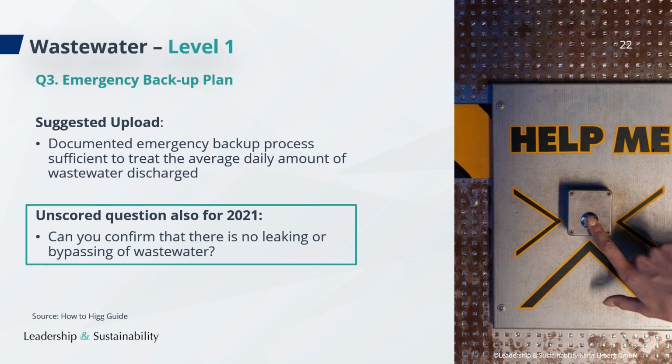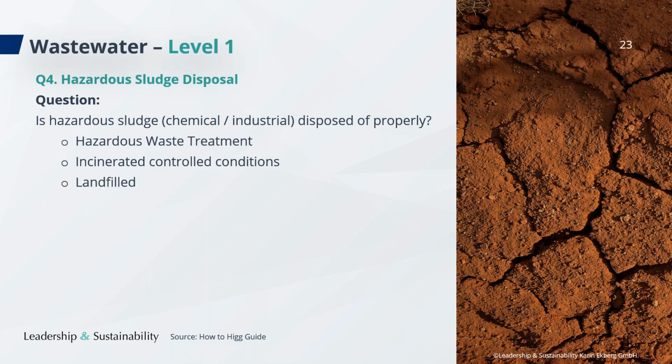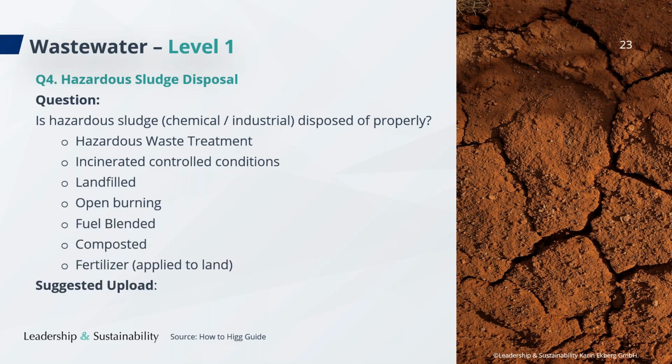Can you confirm that there is no leaking or bypassing of wastewater? So do you have the controls in place to make sure that there is no leaking or bypassing of wastewater? So that is important. And then we have the hazardous sludge disposal. So is your hazardous sludge disposed of properly? And then the type of hazardous waste treatment, incinerated, controlled conditions, is it landfilled, is it open burning, is it fuel blended, composted, or is it used as a fertilizer?